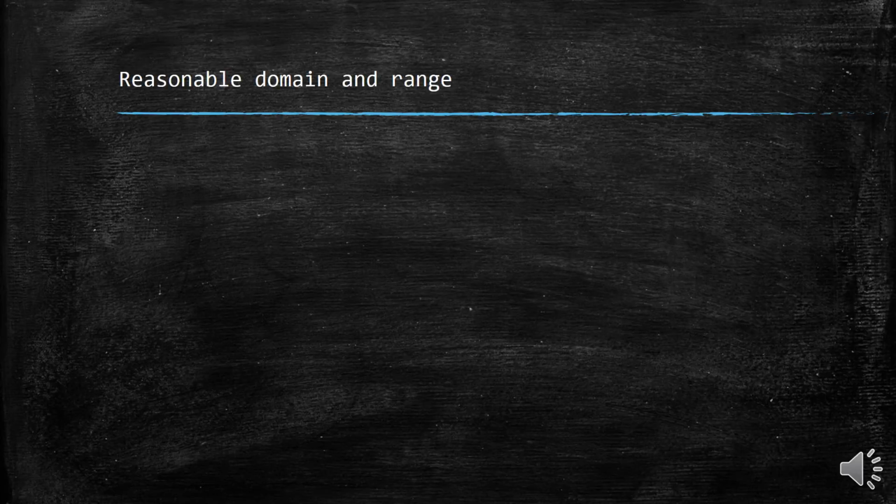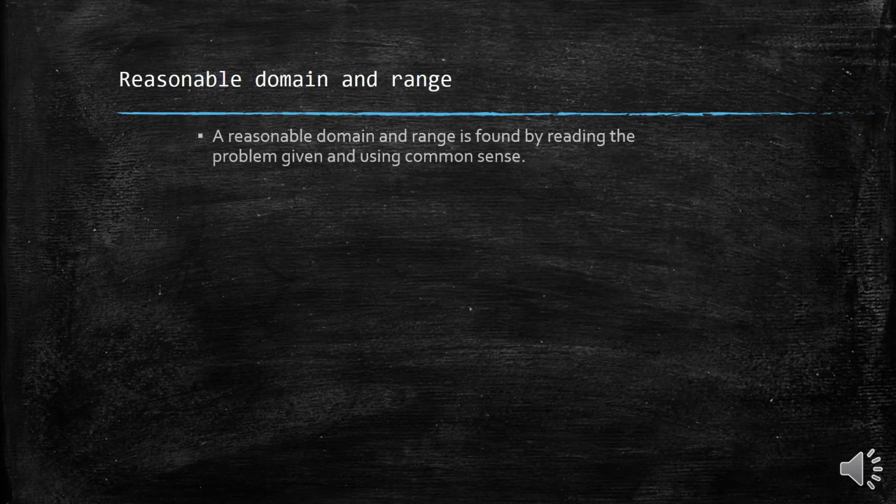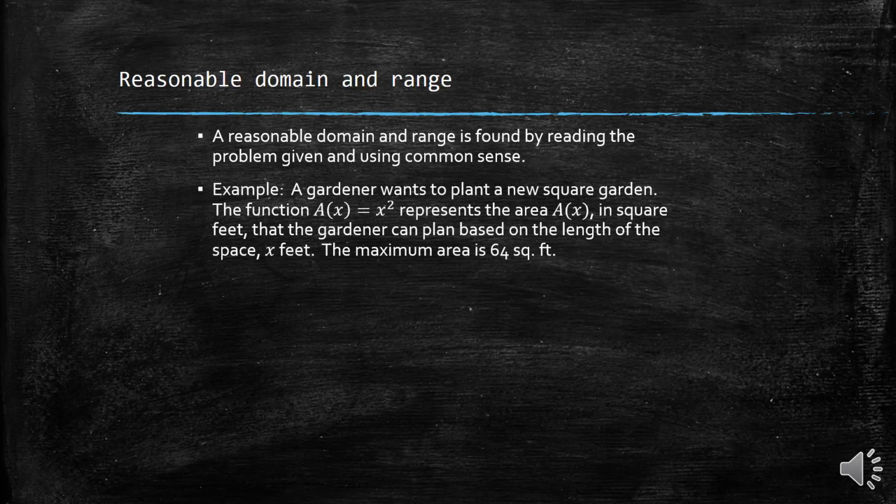Let's talk about how to find a reasonable domain and range. A reasonable domain and range is found by reading the problem given and, quite frankly, using common sense. Here's an example. A gardener wants to place a new square garden. The function a of x equals x squared represents the area, a of x, in square feet, that the gardener can plan based on the length of the space, x feet. The maximum area he's allowed to have is 64 square feet.